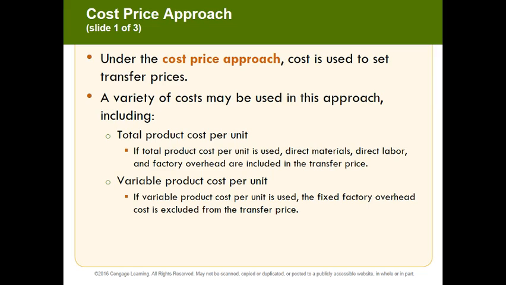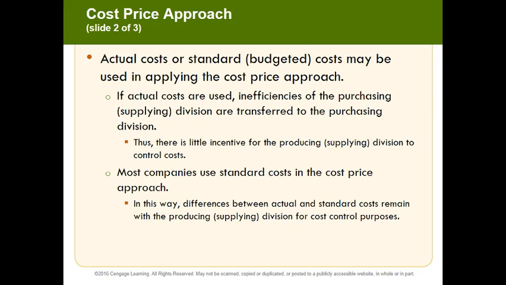The third approach is the cost price approach. This is when cost is used to set the transfer prices. Now, there's some variety of costs that can be used. This could be the total product cost per unit, which is direct materials, direct labor, and factory overhead. Or this can just be the variable product cost per unit, where fixed factory overhead is excluded from the transfer price. You could use actual costs or standard costs for the cost approach.